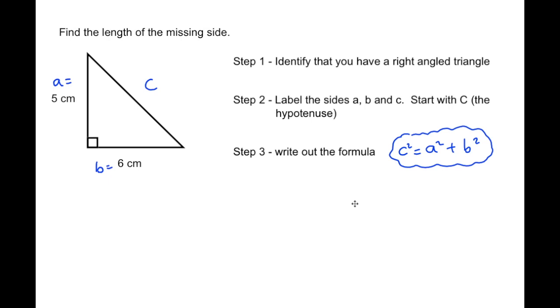Step 3 was to write out the formula. C squared is equal to A squared plus B squared. Make sure that you've got C on the longest side. That is the key to all of this. Then what you do is you substitute the values into the formula and solve it. That's what we did last time. We replaced A with 5, so 5 squared is 25. We replaced B with 6. 6 squared was 36. We add those two together and got 61. Therefore, the square root of C squared is equal to the square root of 61. So C is now equal to 7.8.